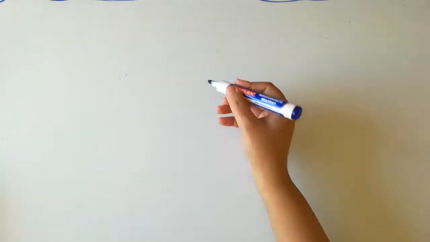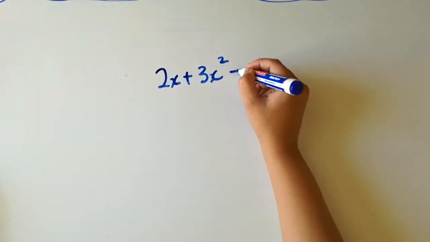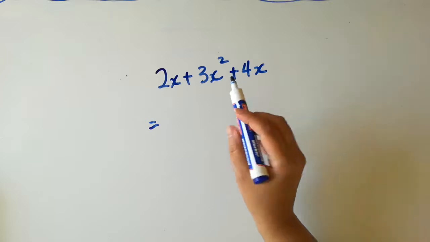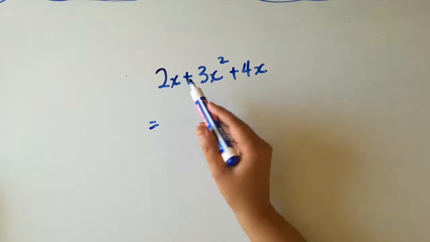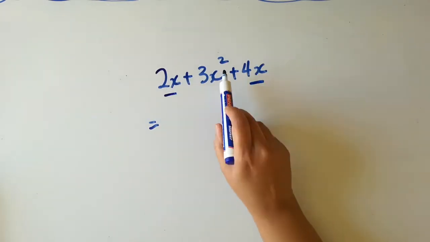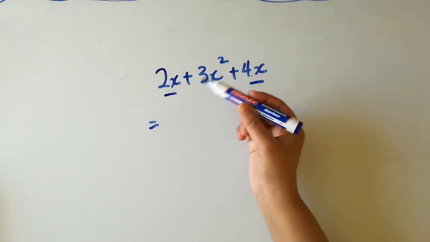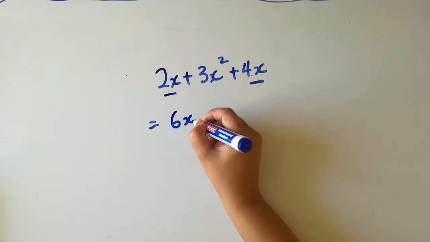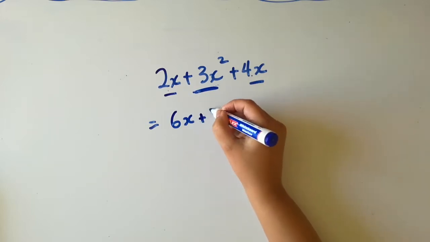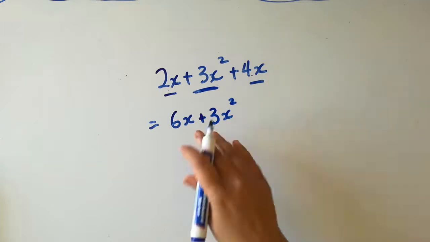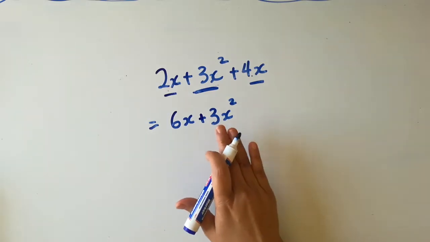Let's say I have 2x plus 3x squared plus 4x. Now this 2x, I can only add it with another x, which means I can add it with this 4x here. I cannot add it with x squared. It's not the same. So 2x plus 4x will give me 6x. This 3x cannot be added with anything else, so we'll put it down here as 3x squared. And that is my answer. I cannot add these any further. So that is the answer.